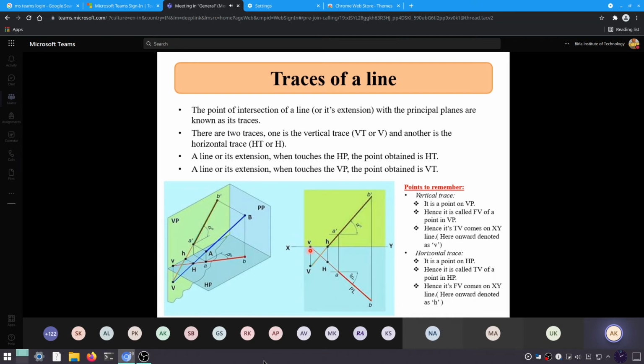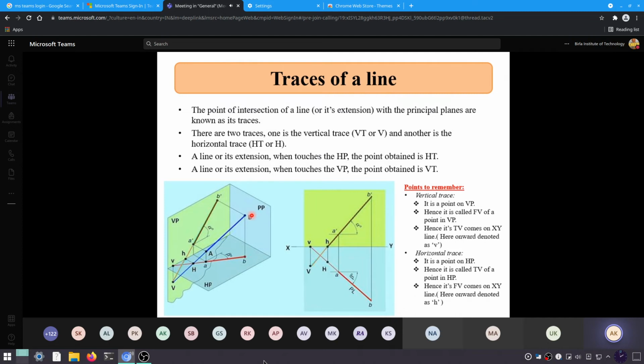So to obtain capital V, we have to extend the top view further, and we have to draw a line perpendicular to the xy line from point v. That will give you capital V. And we'll draw a line perpendicular to the xy line, and the point of meeting of the top view with that perpendicular line will give you h. And why we are doing it, you'll see from this figure.